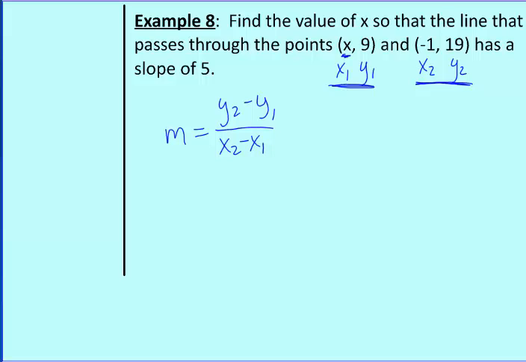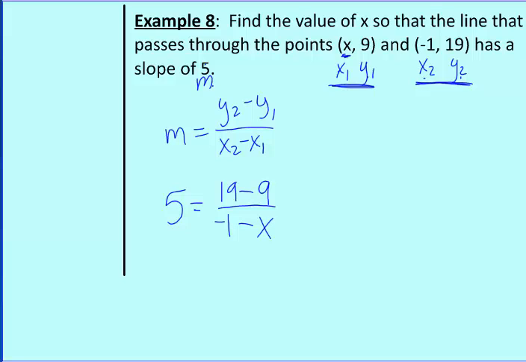Now, we want a slope of 5. Since that's my slope, that's my m. m is the slope. So I'm going to plug the 5 into the slope spot. y2 is 19 minus y1, which is 9, over x2, which is -1, minus x1, which is x.